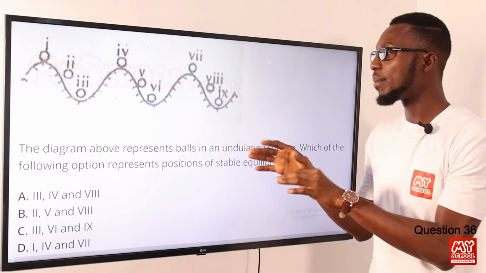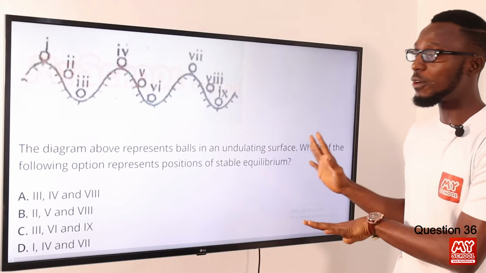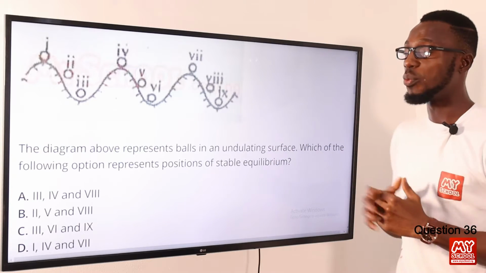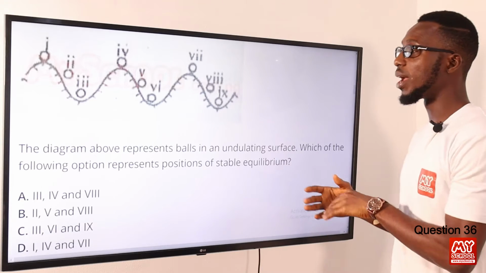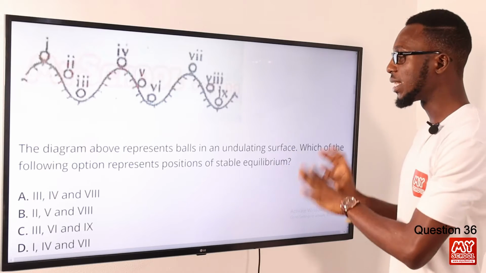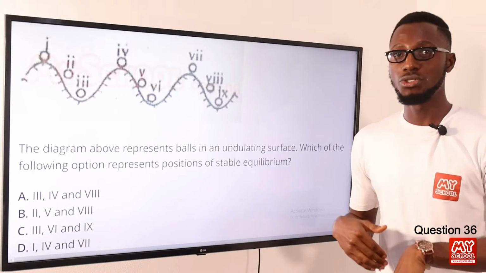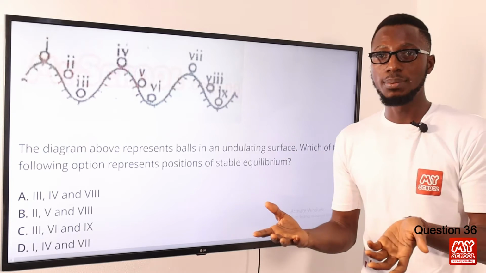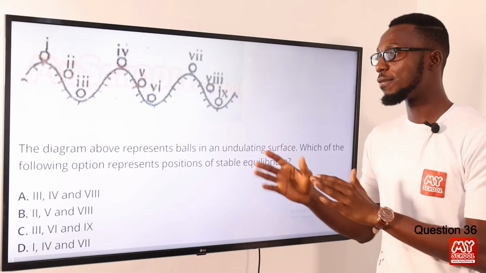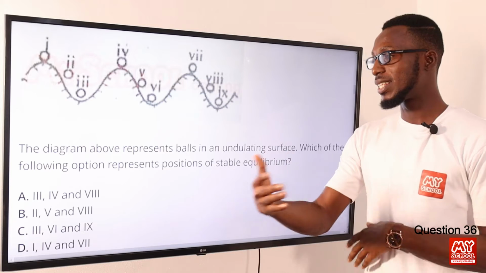The diagram above represents balls on an undulating surface. Which of the following options represents a position of stable equilibrium? When we refer to equilibrium, we have three types: the stable, the unstable, and the neutral. For the stable, once the object is slightly displaced, it returns to its original position. For unstable, after the slight displacement, it goes further away from its original position. Then for neutral, a new position will be made after the slight displacement.